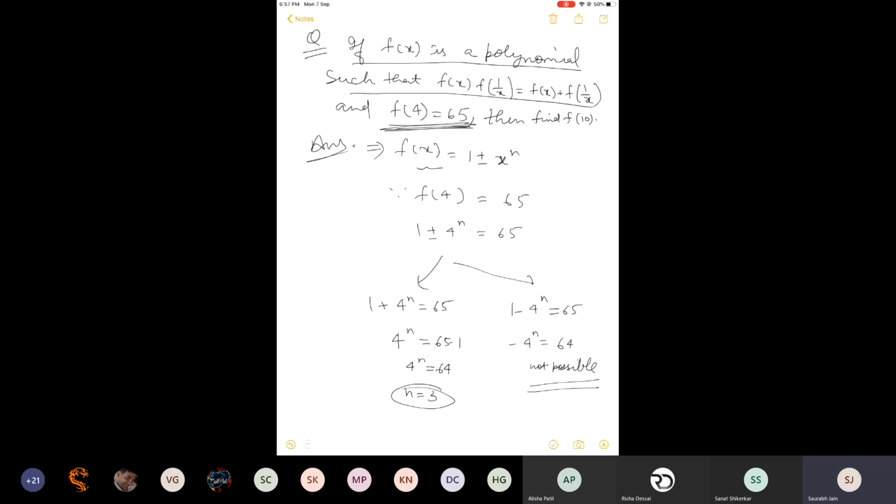So that means you have actually calculated the actual function. The actual function is 1 plus x cube. The plus sign will be used, n is 3. On the basis of that, now you can find f(10). f(10) is 1 plus 10 cube. The value is 1001. This is it.